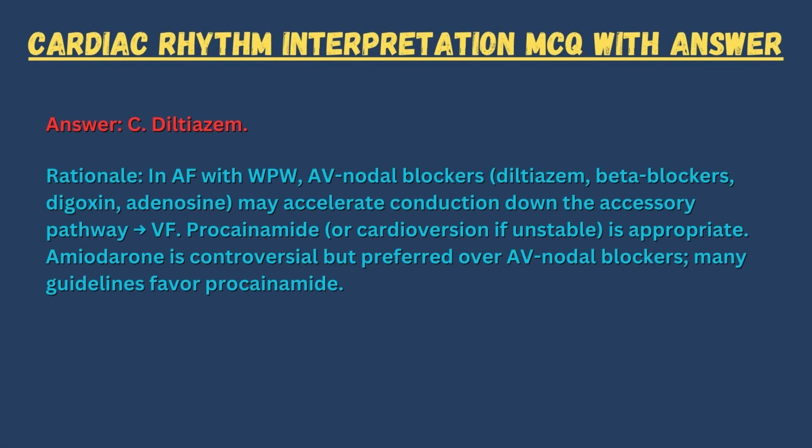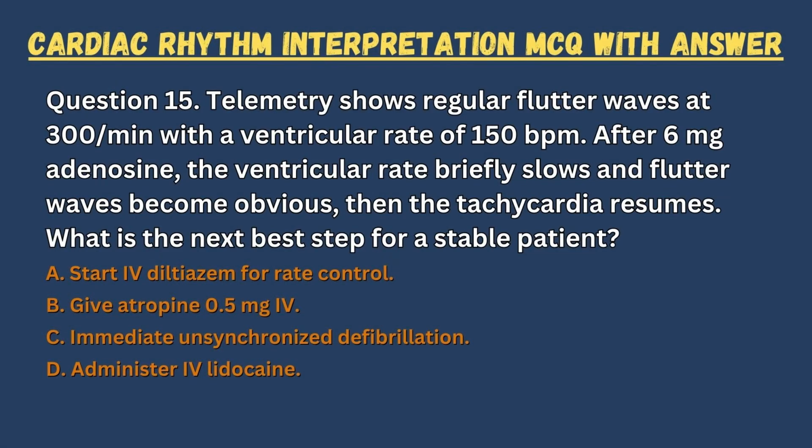Answer: C. Diltiazem. Rationale: in AF with WPW, AV nodal blockers, diltiazem, beta blockers, digoxin, adenosine, may accelerate conduction down the accessory pathway, causing VF. Procainamide or cardioversion if unstable is appropriate. Amiodarone is controversial but preferred over AV nodal blockers. Many guidelines favor procainamide.